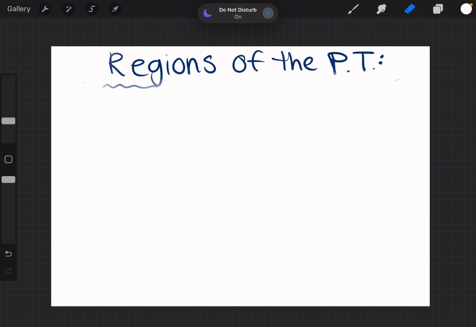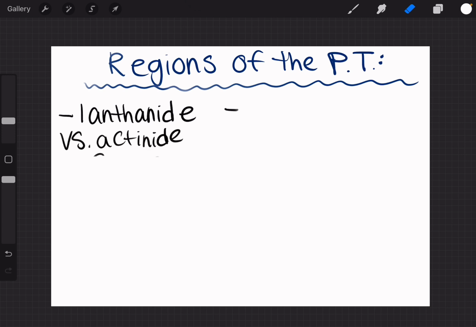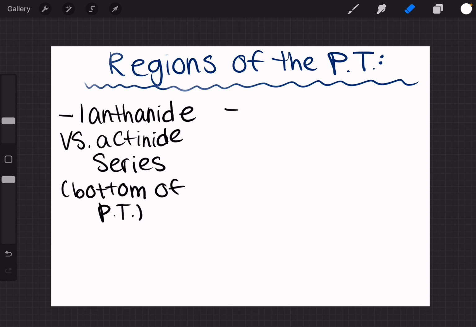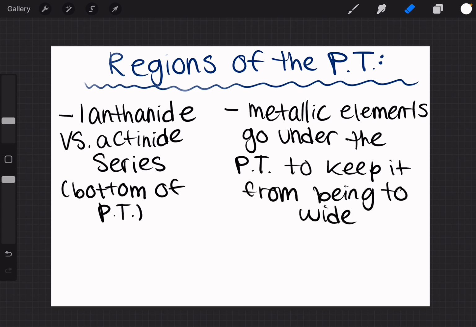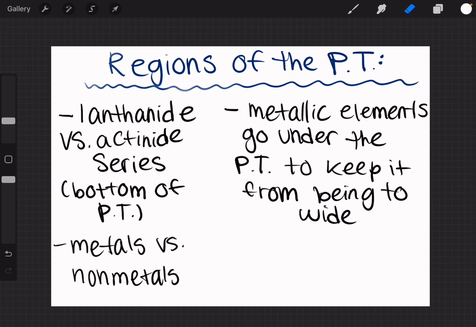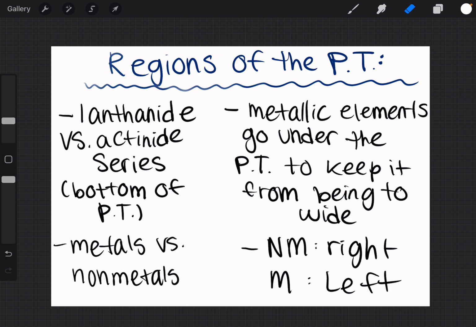The regions of the periodic table. We have the lanthanide and actinide series, which are at the bottom of the periodic table. There are metallic elements that go underneath the periodic table to keep it from being too wide, or else it would extend out really far and not look good visually at all. There are metals versus nonmetals all over the periodic table, and nonmetals are always towards the right, while metals are always towards the left.